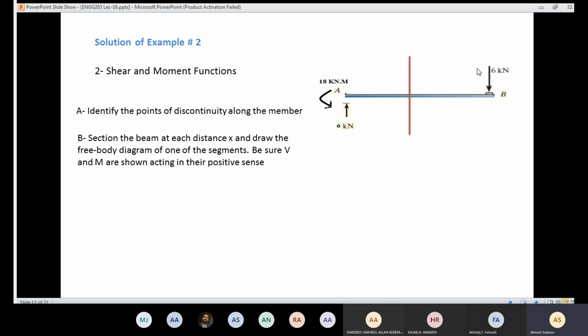So if I cut here, here, or here, it will give me the same thing. I'm going to cut at a distance X. So I'm going to have only one section. So here I'm going to cut somewhere here at distance X, and the range of X is between 0 and 3, from here to there. I need to put the positive senses, V down, M counterclockwise, and then I need to come up with expressions for the shear force and the moment diagram.